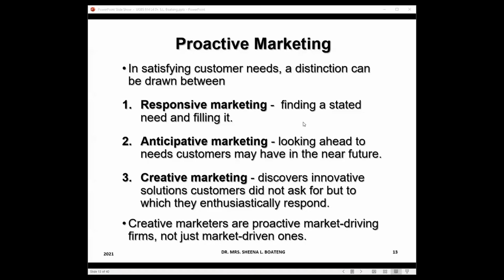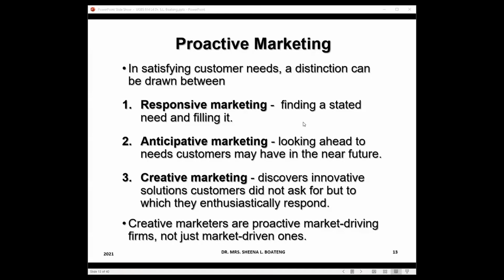Now, it is important for us to note that when it comes to proactive marketing, being a market leader, the firm has no choice than to be proactive. Because like we said, if you are the market leader, then you are leading the pack. And therefore, you must always take initiative for the others to follow.